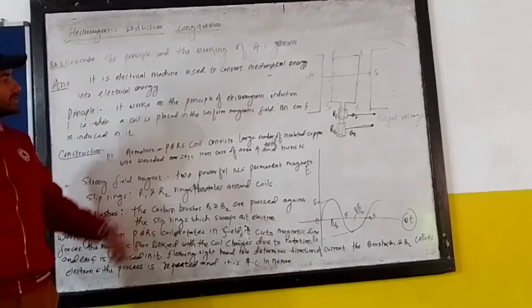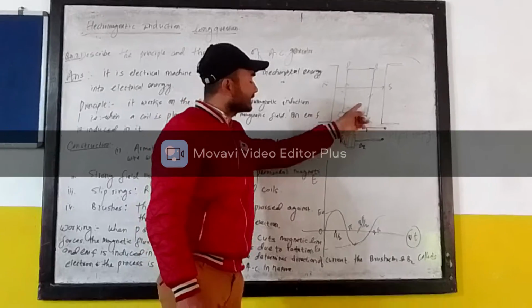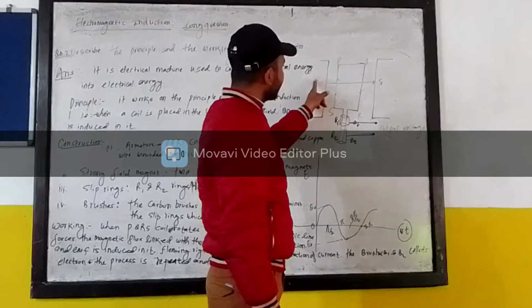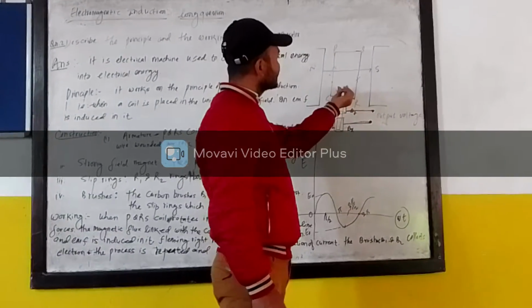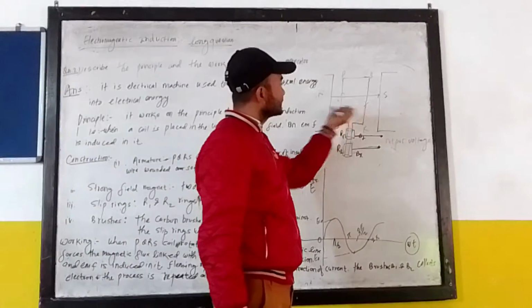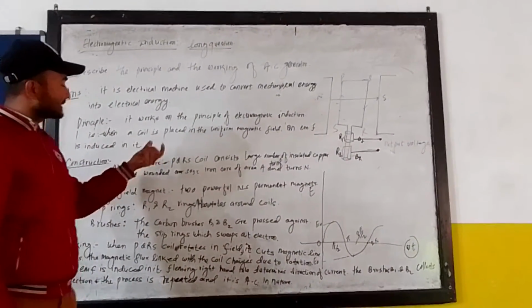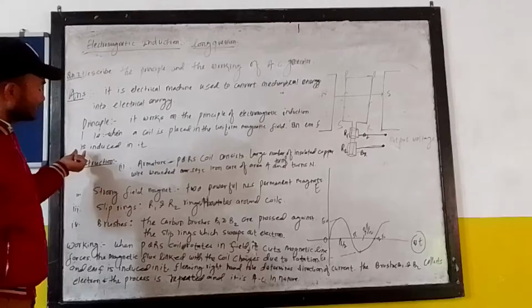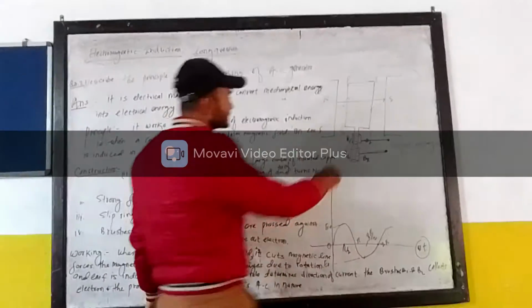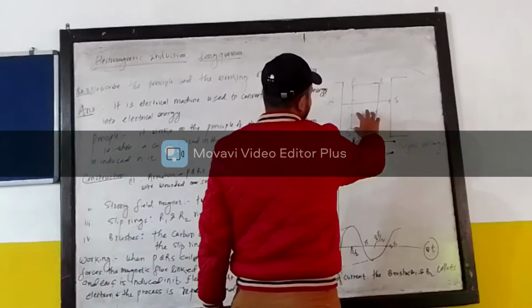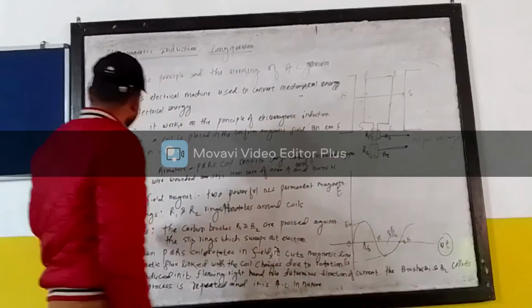when the coil is placed in a uniform magnetic field. Here this is the uniform magnetic field, which is in between N and S. In these two magnets, here is a coil which is in between the two, in the uniform magnetic field, and at the time when we place it, then EMF is induced in it. That is given here in the principle.